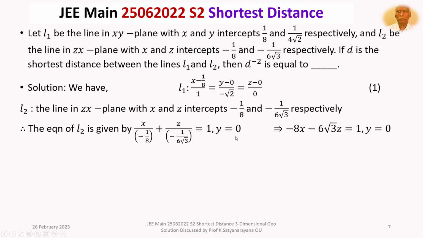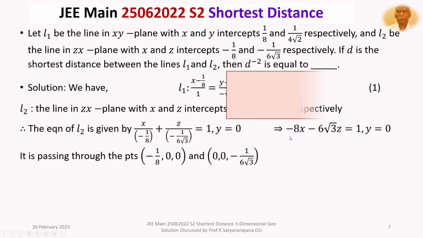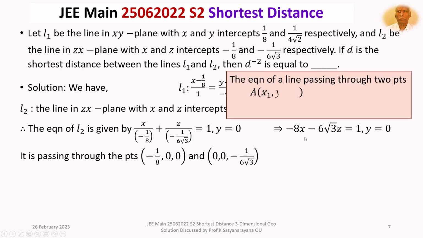This is a zx plane, therefore y is equal to 0. So this is −8x − 6√3 z = 1, where y = 0. Agreed. We take two convenient points on this. So we take (−1/8, 0, 0), which satisfies this equation, and (0, 0, −1/(6√3)), which satisfies this equation. These are the two convenient points we have taken, like what we did in the case of L1.